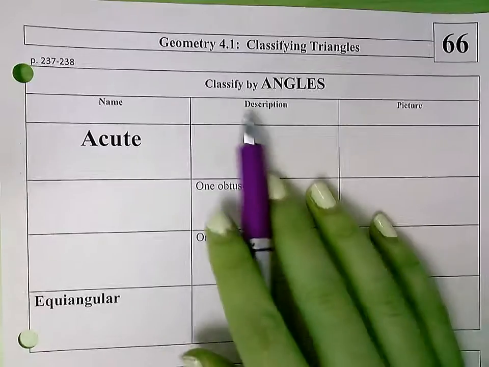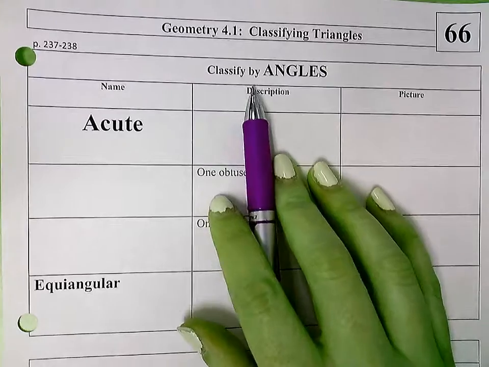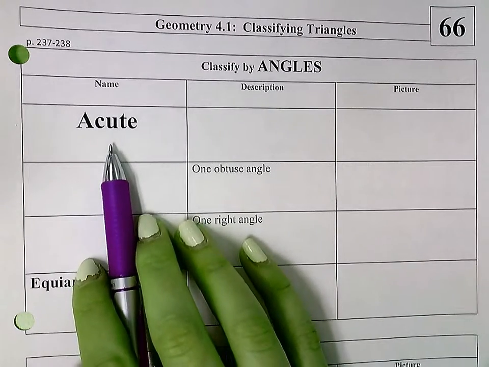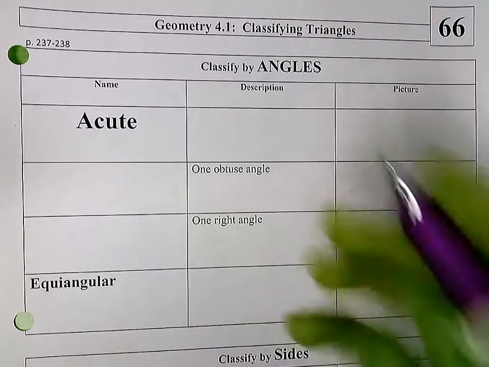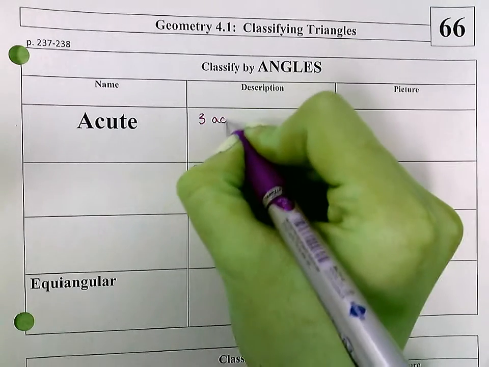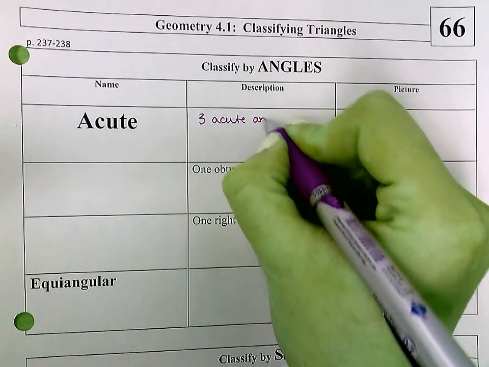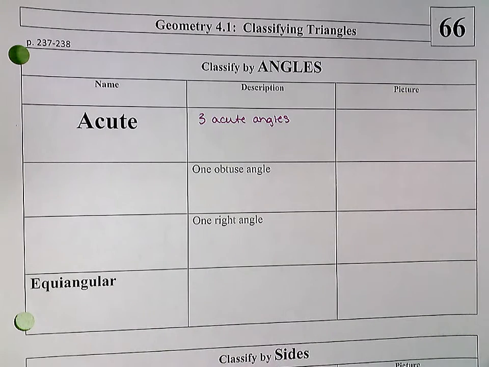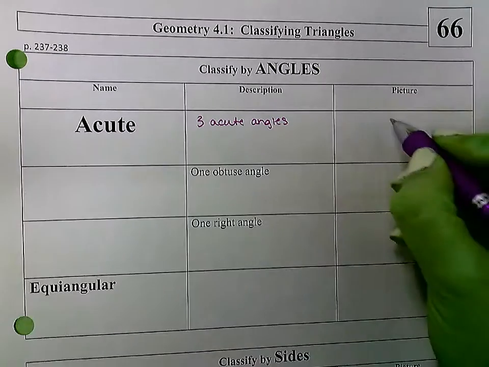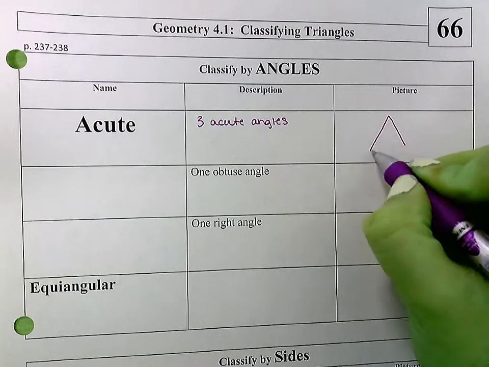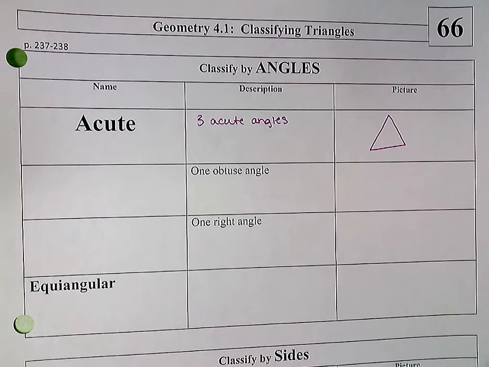So to classify a triangle by the angles, we have an acute triangle. Okay, that triangle has 3 acute angles. So all 3 of your angles would have to be acute, meaning they are less than 90 degrees. So your picture here, I can draw a triangle like this. None of those angles are greater than 90, so it would be an acute triangle.